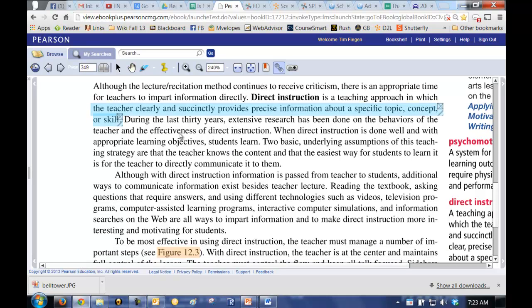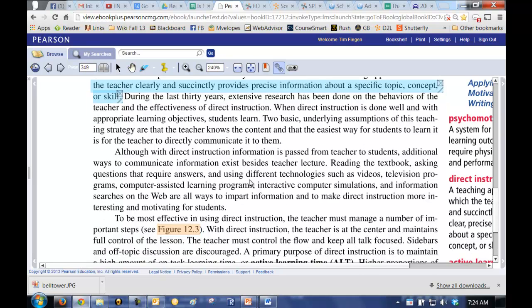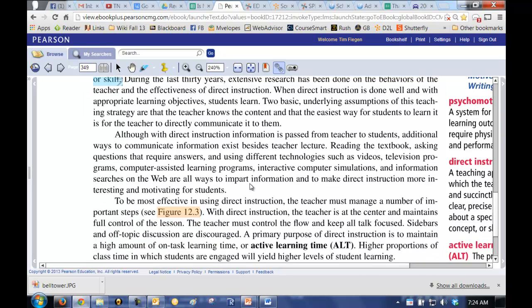Reads right here, during the last 30 years, extensive research has been done on the behaviors of teachers and effective direct instruction. When direct instruction is done well, with appropriate learning objectives, students learn. There are two basic underlying assumptions: that the teacher knows the content, and that the easiest way for students to learn it is for the teacher to directly communicate the information to them. So that's the assumption that this is built on.